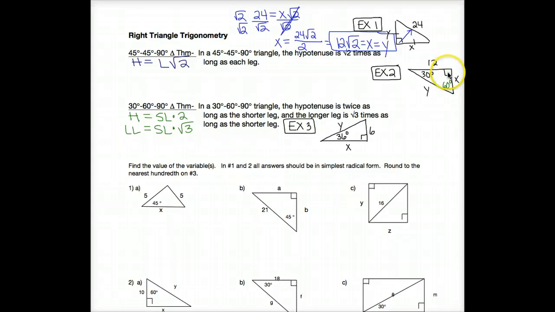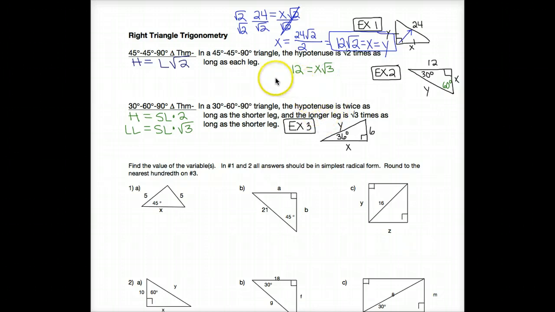My hypotenuse is across from the 90, so that's my y, which means that the 12 that I'm given is the long leg because it's across from the medium-sized angle, the 60 degrees. So it's longer than the short leg, but not as long as the hypotenuse. So that means that when I go to solve for x and y here, I'm given the long leg, so I have to start with this formula here. So I'm going to take long leg, which is 12, equals short leg, which is the x, times radical 3.